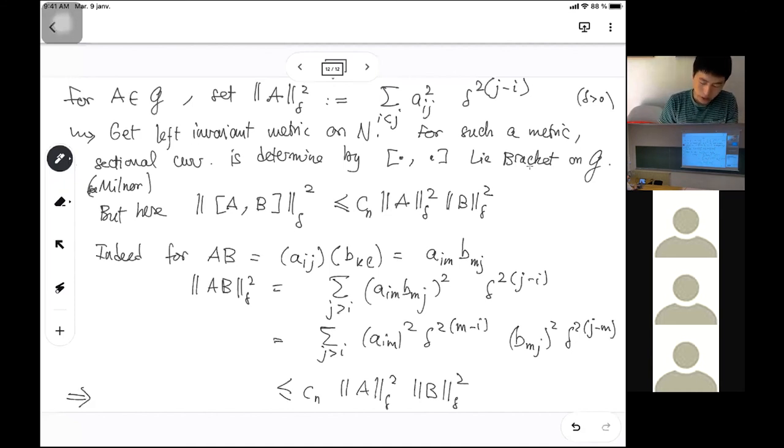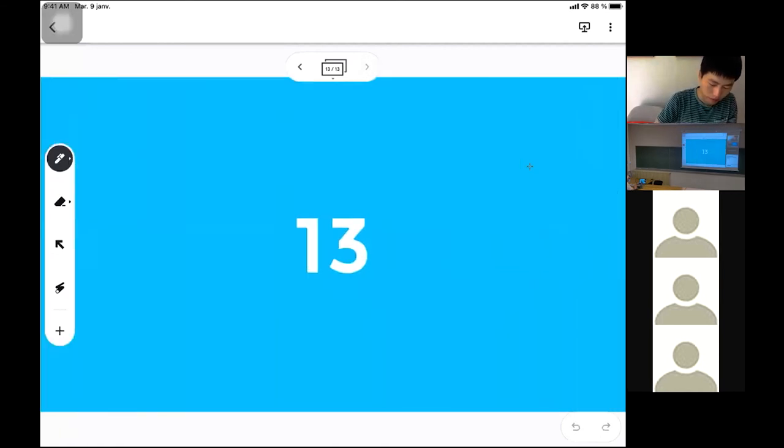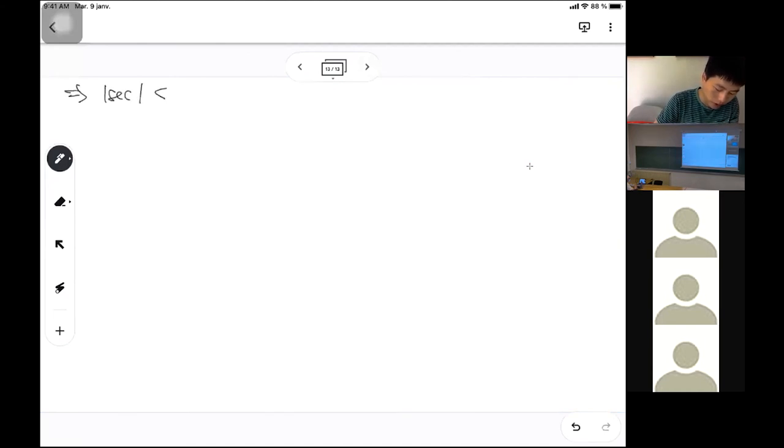So all this computation is giving us that the sectional curvature of your metric is bounded by explicit computation. Sorry, not bounded by 1, but by a dimensional constant. And moreover, remember that we're rescaling by delta. So delta is going to be very small.